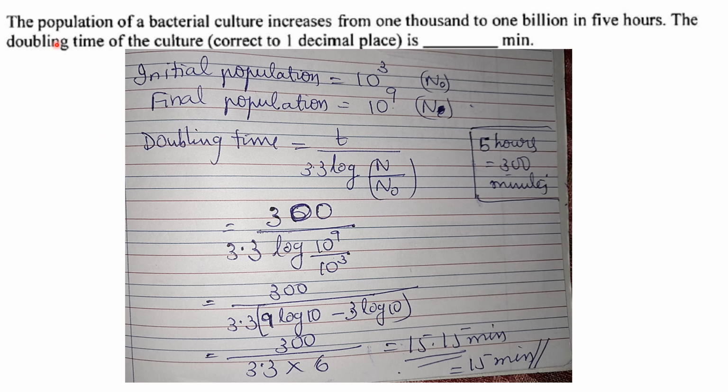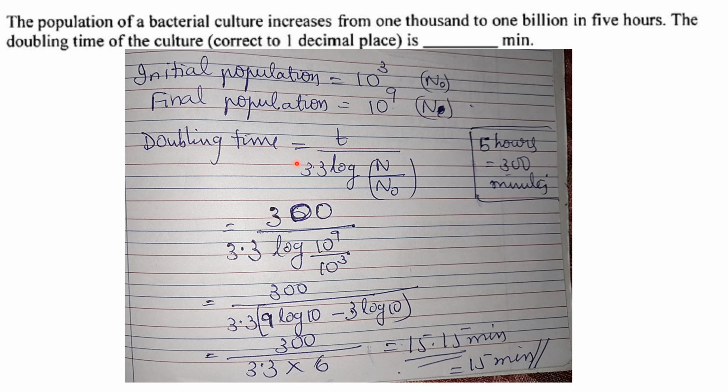Then next one. The population of a bacterial culture increases from 1000 to 1 billion in 5 hours. The doubling time of the culture, correct to 1 decimal place, is in minutes. So initial population is 1000, that is 10 raised to 3 or N0. And 1 billion is the final population, that is 10 raised to 9, N. Time is 5 hours, or we can convert it into 300 minutes because the final answer is in minutes.